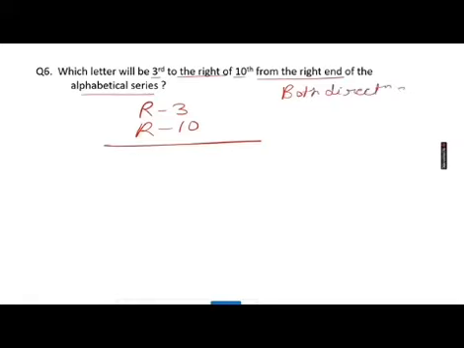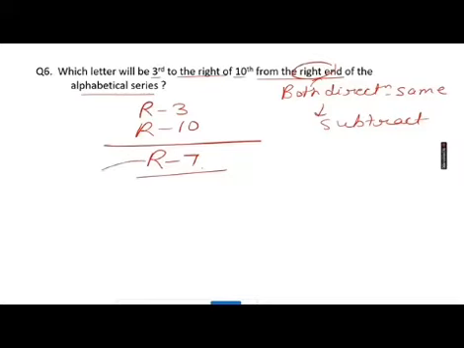Here both directions are same. So in case of same direction, what we have to do? We have to subtract the values, right? 10 minus 3 will be 7, and your answer or the direction will be according to the last direction given to you. So here the last direction given to you is right, so here the answer will be according to the right direction. So the letter will be seventh from the right.